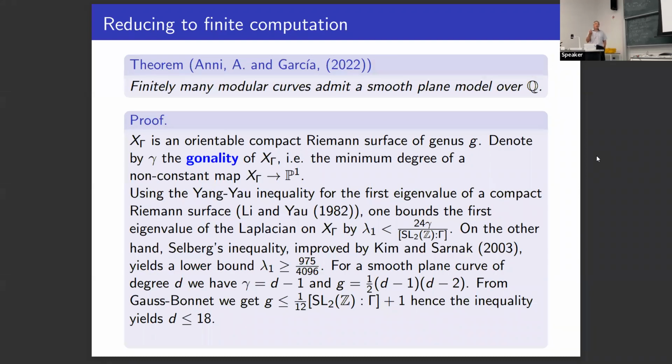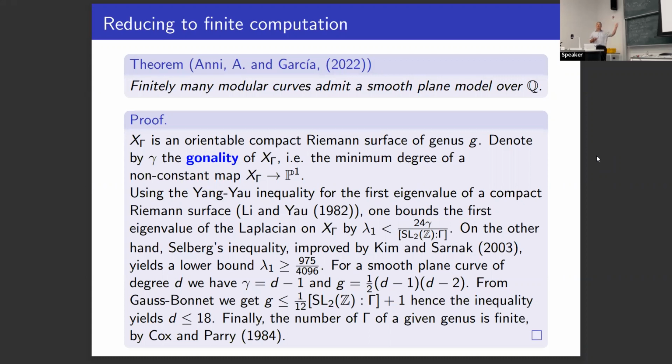So the last piece that we need is that there are only finitely many congruent subgroups of each genus. So we have a finite list of genera that can appear, and for each of them, there are finitely many congruent subgroups. We can just go over all of them one by one, and then we'll be able to complete our tabulation of smooth plane models for modular curves.